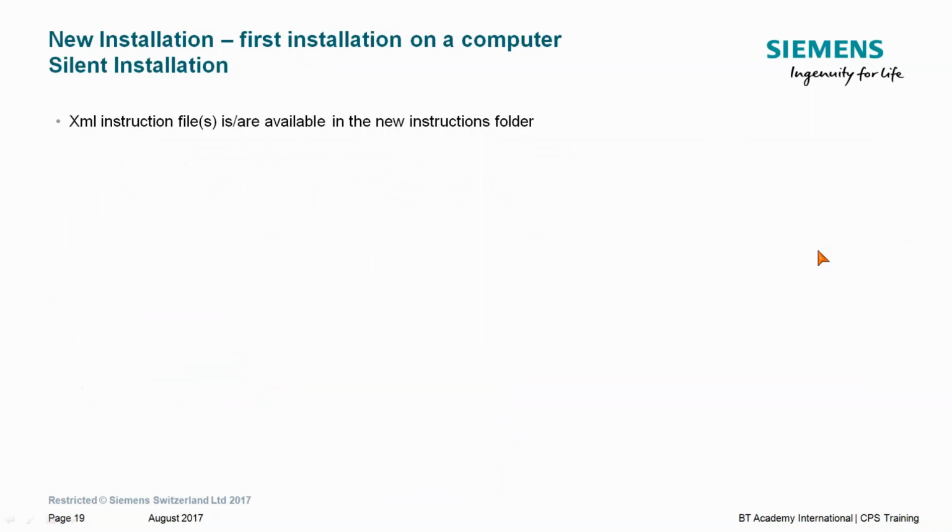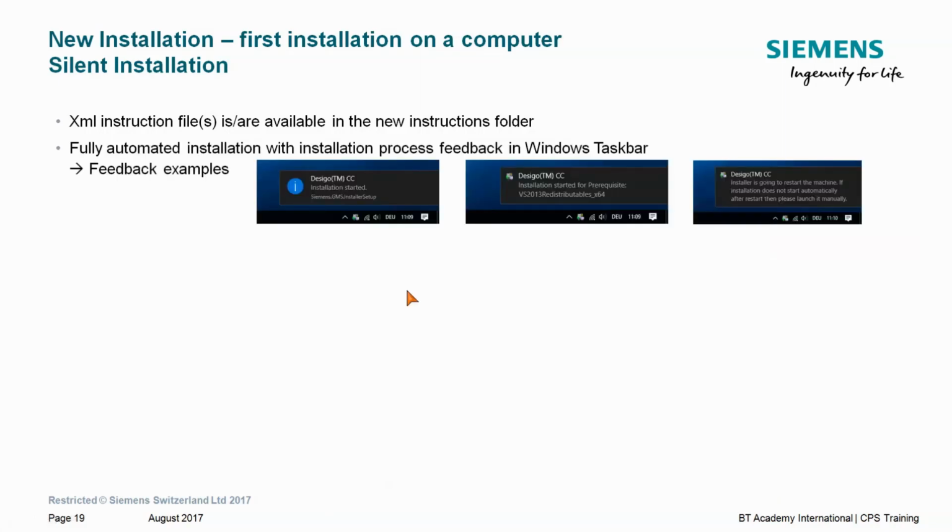Now we are coming to the silent installation. In the semi-automatic installation, we have seen that an XML instructions file is a prerequisite. This is the same also in the silent installation. The difference about the instructions file from a semi-automatic installation to silent installation is that in the silent installation, the options need to be defined in more detail, because we need this to be able to have a fully automated installation.